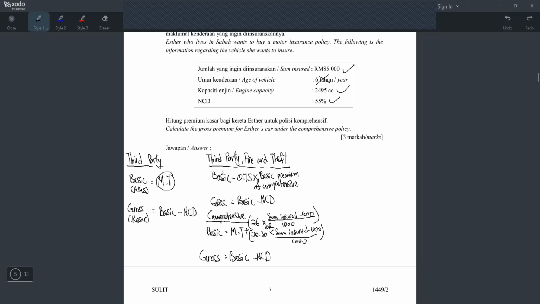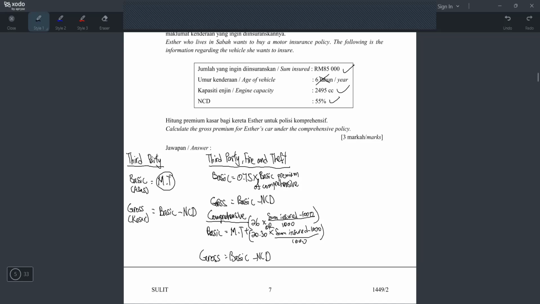Tapi kalau third party finance and theft, dia punya basic premium kena ambil 75% darab basic premium of comprehensive. Tapi macam mana nak cari basic premium of comprehensive? Kena ambil tengok motor tarif tambah 26 ataupun 20.3 darab sum insured minus 1,000 bahagi 1,000. Kalau Semenanjung Malaysia 26, kalau Sabah Sarawak 20.3 macam tu. It means that you have to hafal how to find basic premium for all policy. Gross premium is very easy. Gross premium is just take the basic answer minus the NCD.